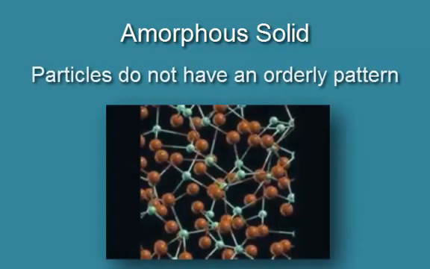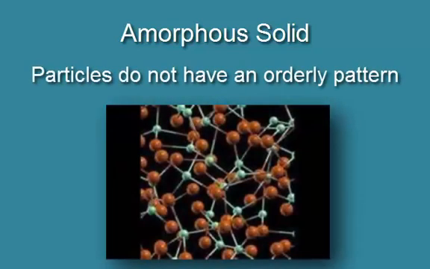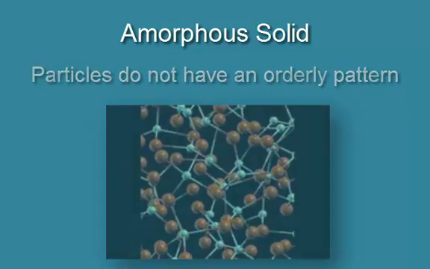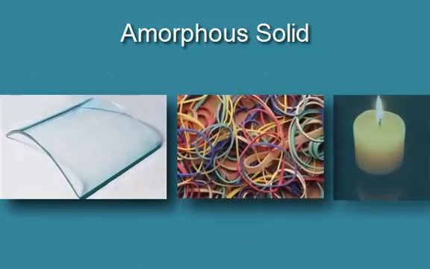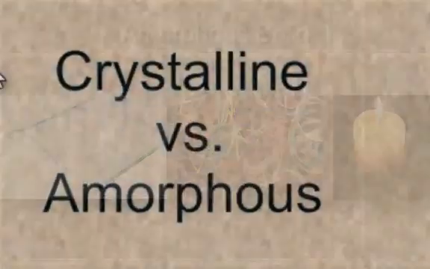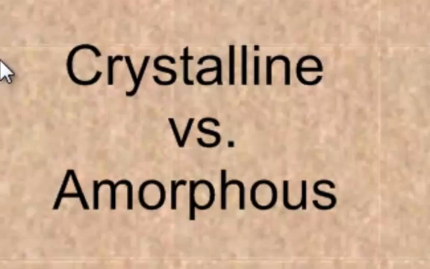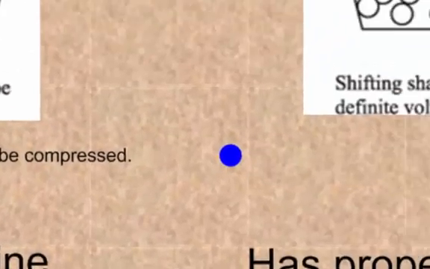Versus amorphous. Amorphous means that the particles do not have a special arrangement. Each particle is in one place, but the particles are not arranged in a pattern. Examples of amorphous solids are glass, rubber, and wax. So two different categories, and it has to do with how the particles are arranged.